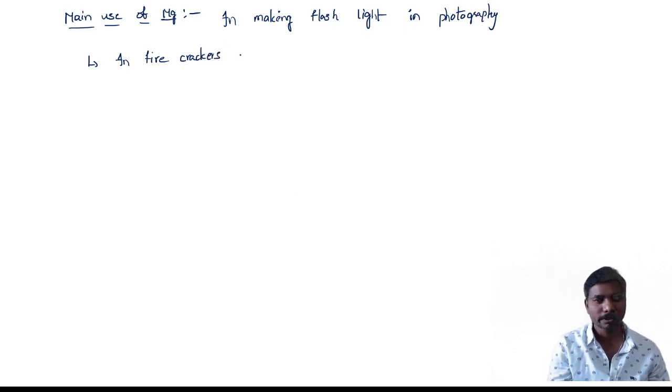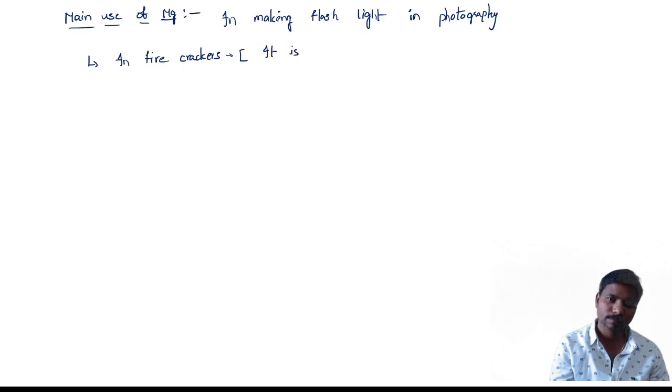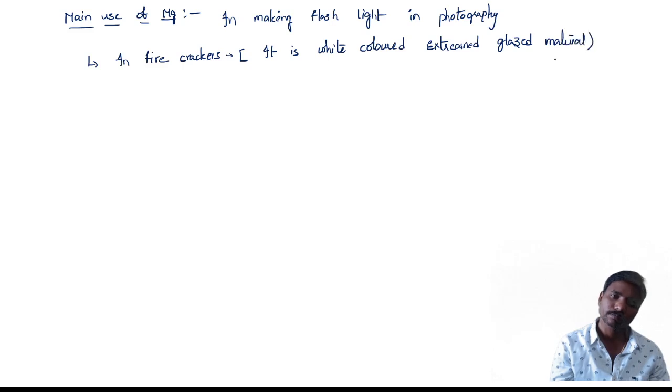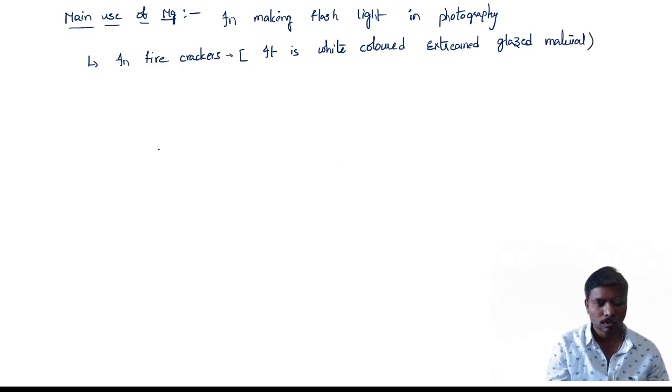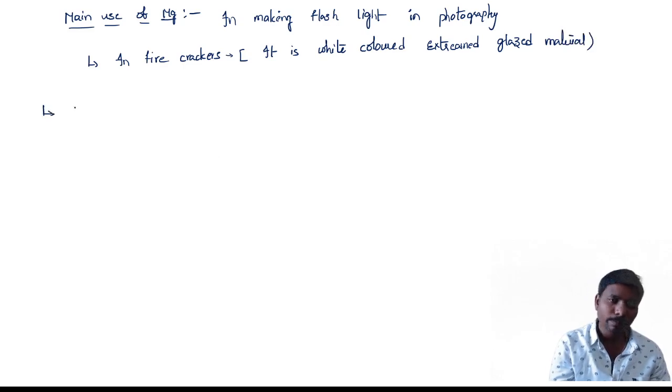Okay, so it gives which color? White color. Why? Because it is a white colored, extremely glazed material. Okay, now coming to some important compounds of this magnesium.